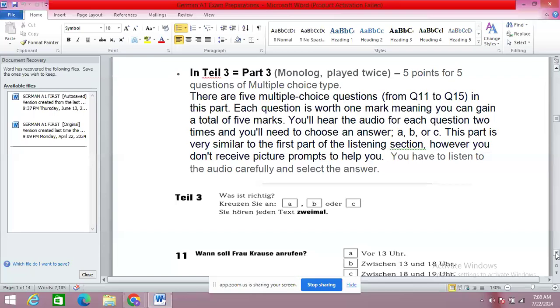Now, in Teil drei, meaning question number 3, here again we are going to have MCQs. In this, again, the audio is going to be played two times.